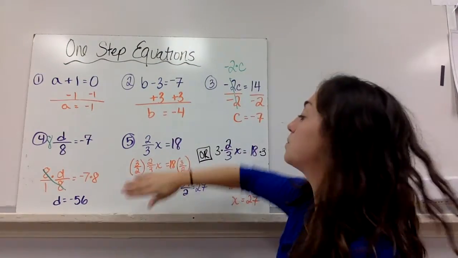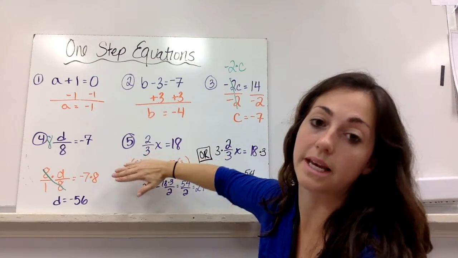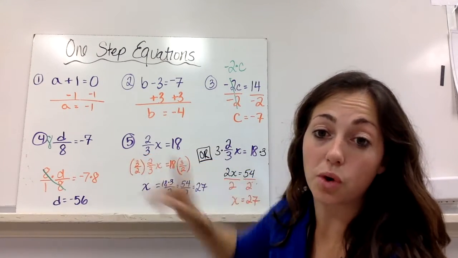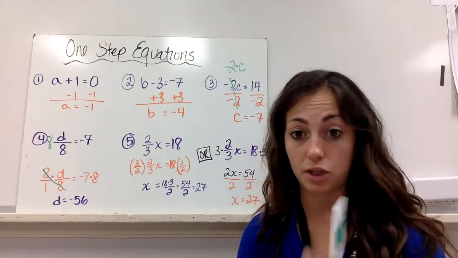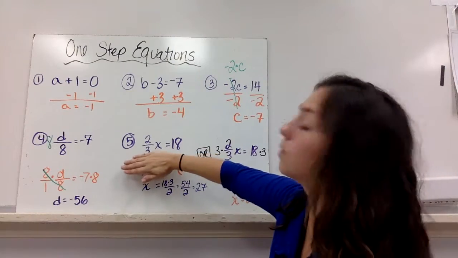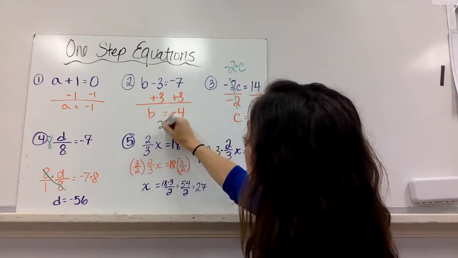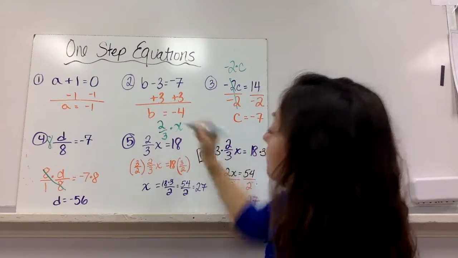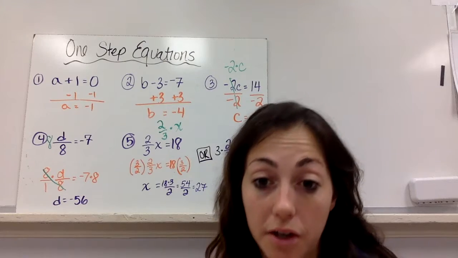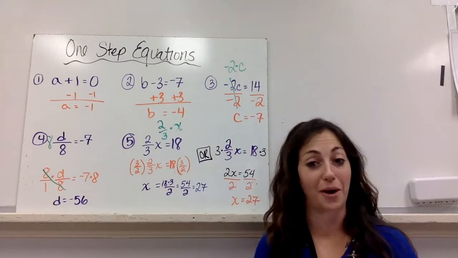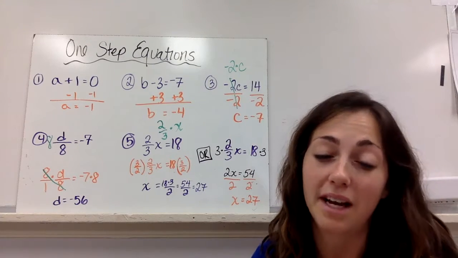All right, last one that we're going to do, we've got 2/3 x equals 18. Now, I'm going to show you in one step because technically it is one step, but there are some that like 2 steps, so pay attention. So what's happening? Well, I've got a fraction times the variable, x. I have to undo. How do I undo multiplication? I divide. So division, but I'm dividing by a fraction.